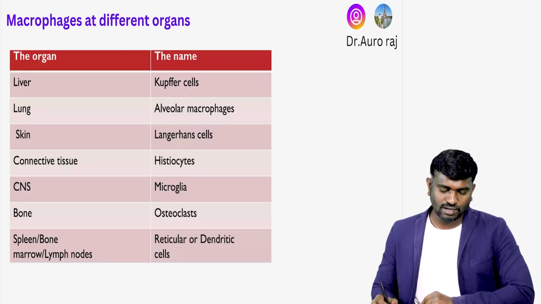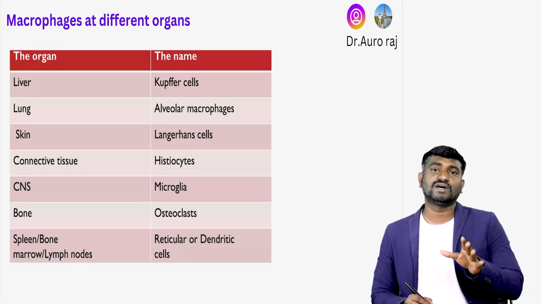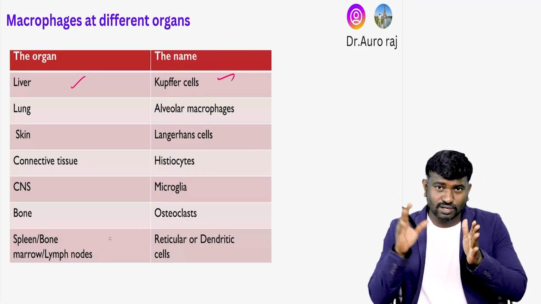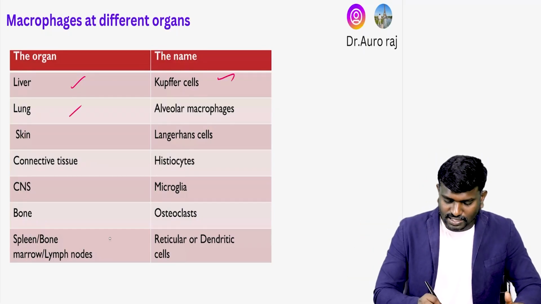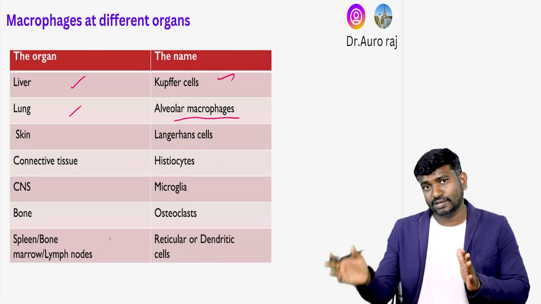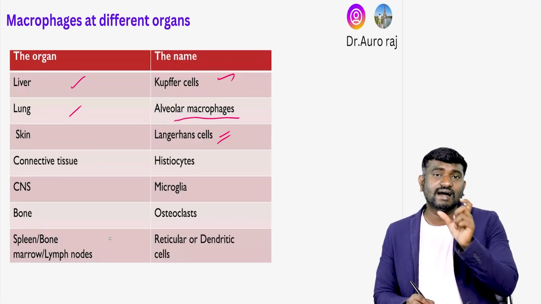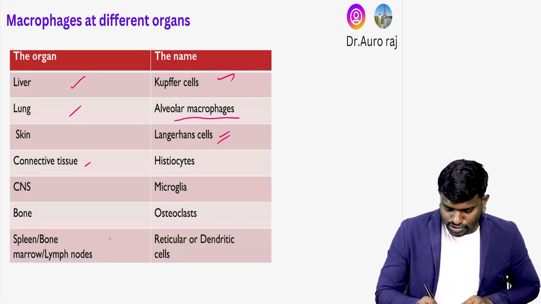Macrophages of different organs are going to be what? Liver is going to be Kupffer cells. Let's revise. Liver is called Kupffer cells. For lungs, remember alveolar macrophages. Skin, remember Langerhans. Good. Connective tissues, histiocytes.